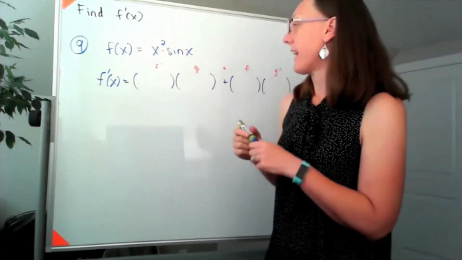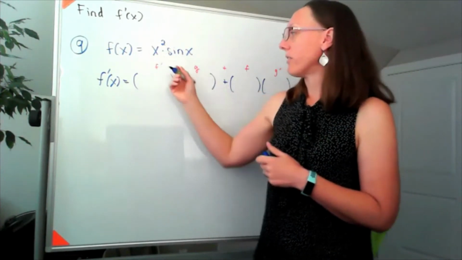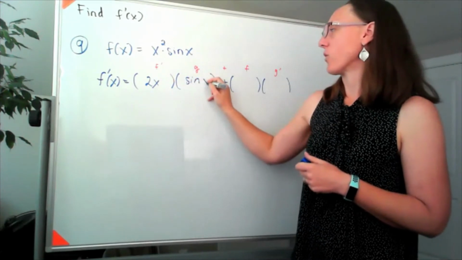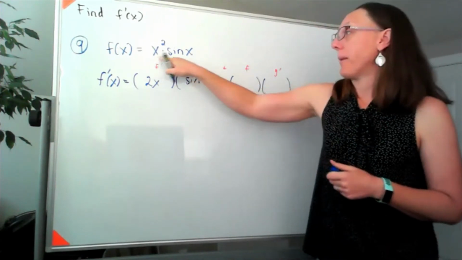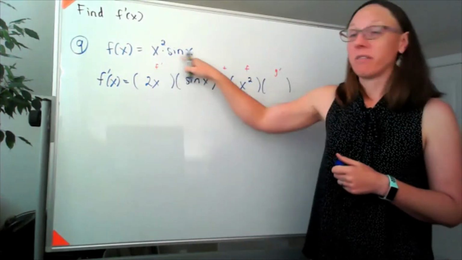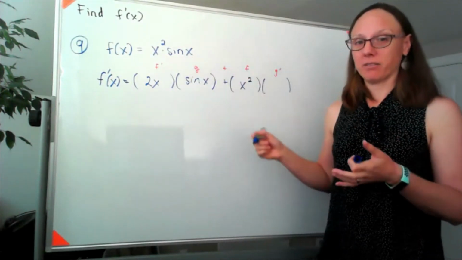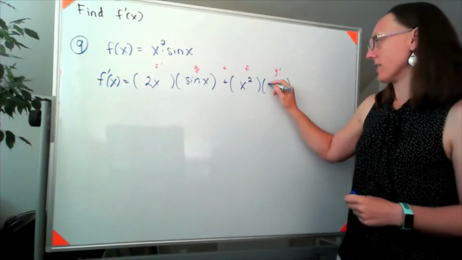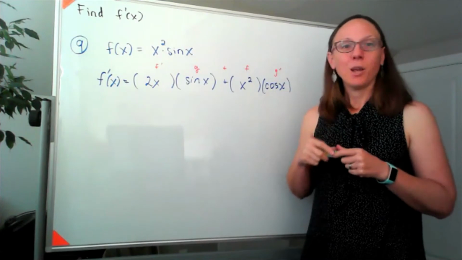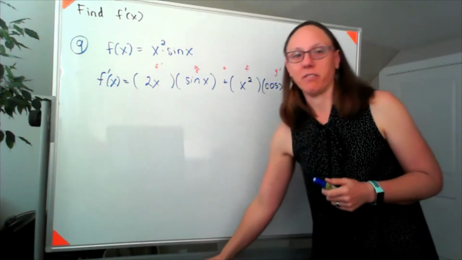So if I've got that x squared, the derivative of x squared is 2x. I would leave the sine of x alone. My f, I've got an x squared, and now I need the derivative of sine of x, and the derivative of sine of x, you're all going to get memorized, is cosine of x.